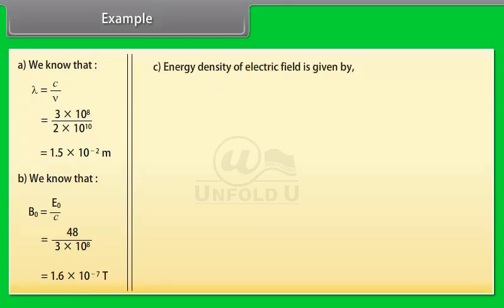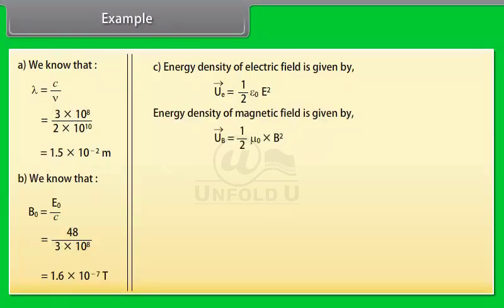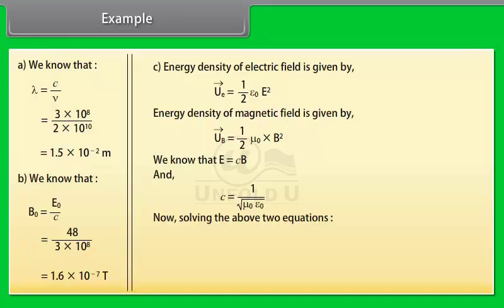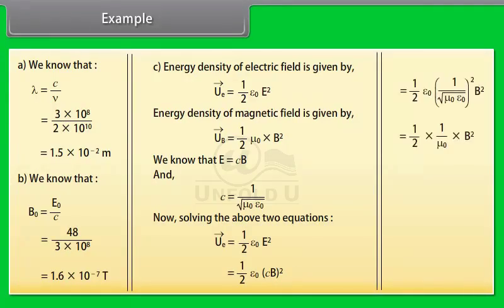Energy density of the electric field is given by half epsilon naught E square. Energy density of the magnetic field is given by half mu naught B square. We know that E is equal to CB and C is equal to 1 upon under root mu naught epsilon naught. On solving the above two equations, we get that the average energy density of the electric field equals the average energy density of the magnetic field.